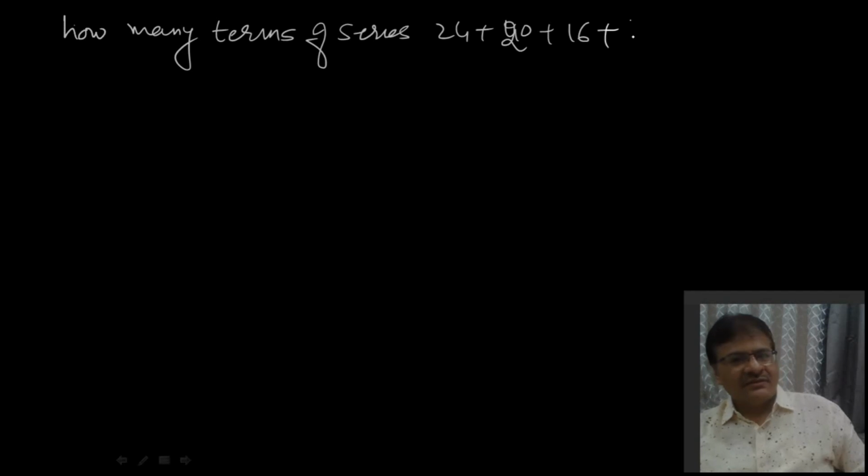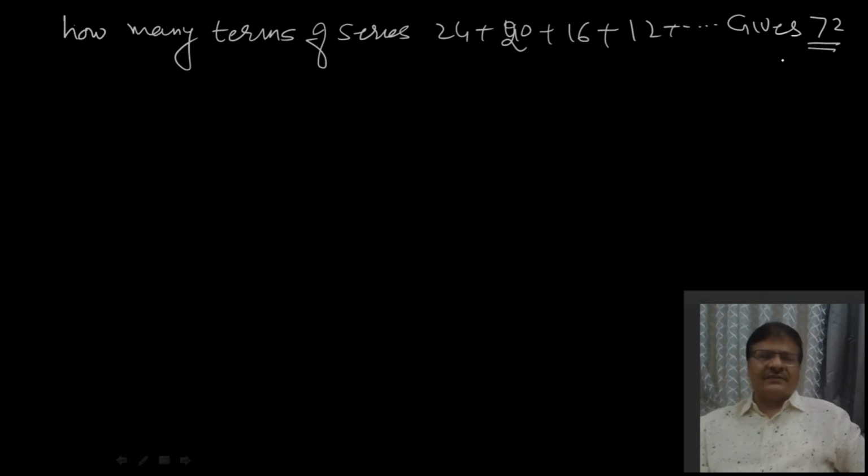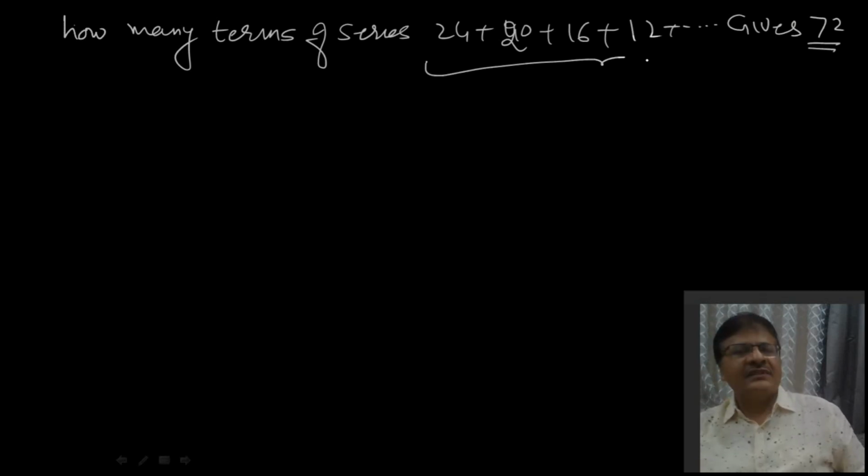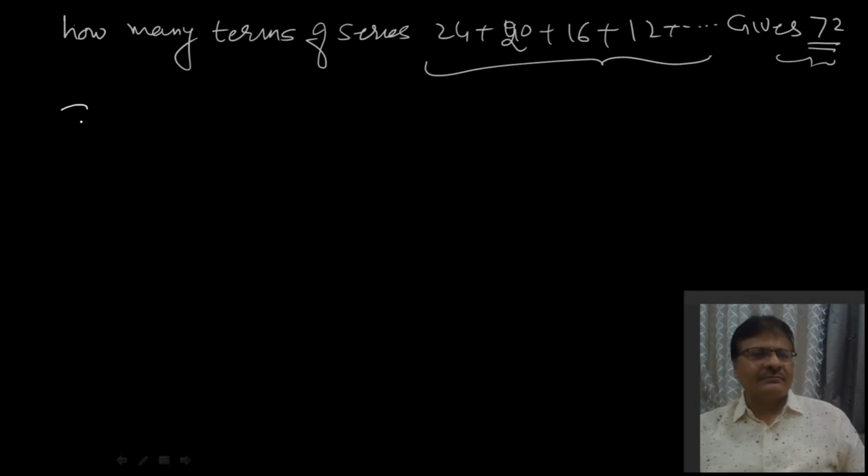Next question, how many terms of series 24, 20, 16, 12, and so on gives 72? Means the sum must be 72. So how many terms of this series must be taken to get the sum 72? It means sum of n terms is 72, n is to be determined, right?